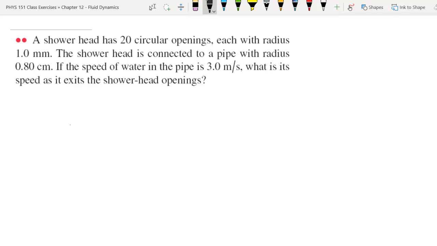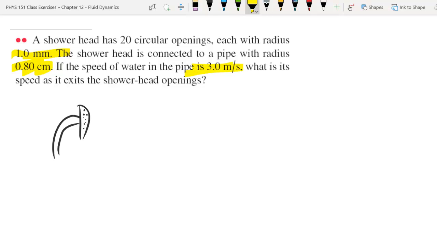Okay, here we have this shower head like this, and it's connected to a pipe something like this. The shower head has 20 tiny little openings to get a good spray. Each of them has a radius of 1 millimeter, and then it's connected to a pipe, and the pipe has a radius of 0.8 centimeters.